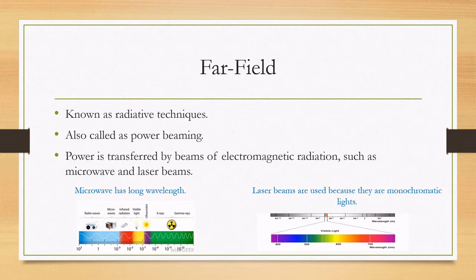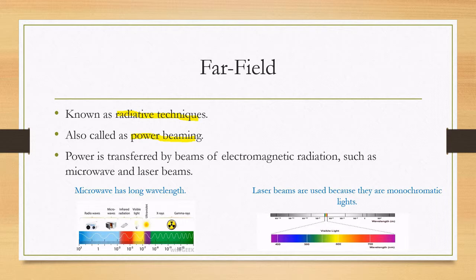Far field. Far field is also known as a radiative technique. Somehow, it is also called power beaming. Power in a far field is transferred by beams of electromagnetic radiation such as microwave and laser beam. So, why are microwave and laser beam used in the far field technique?